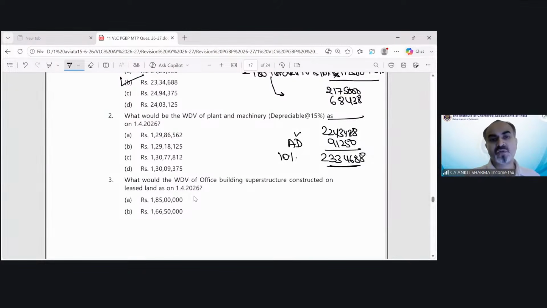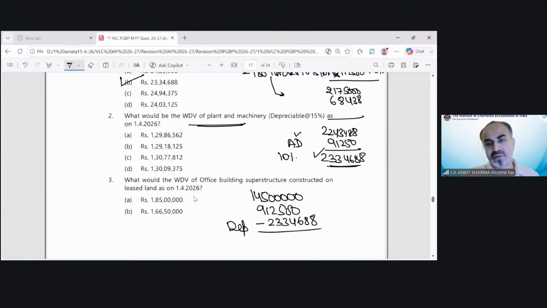Now the question asks, what would be the WDV of the plant and machinery in this case? As we have already calculated the depreciation, the calculation of WDV is very simple. The opening WDV is 14,50,000 rupees. New asset purchase was 9,12,500. The depreciation we have already calculated. So the balance would be my WDV. That means option number C. Any confusion in this, students?